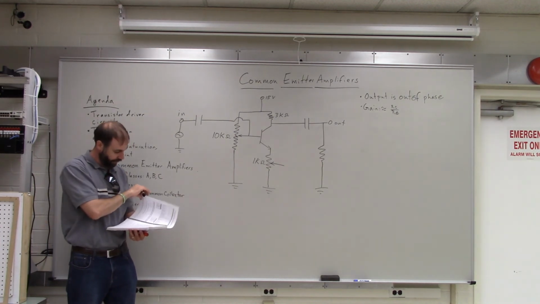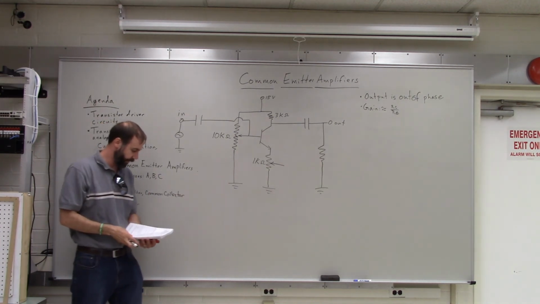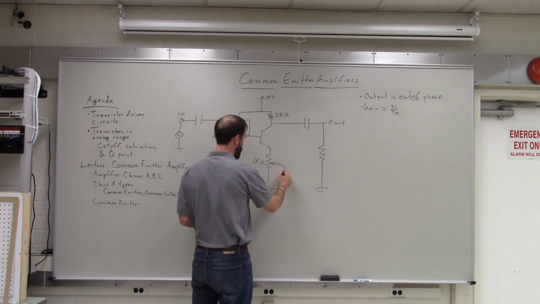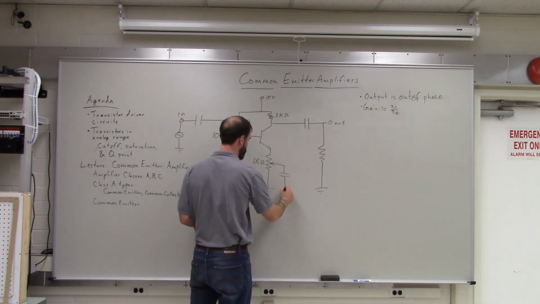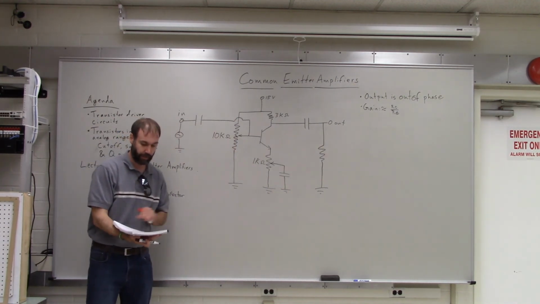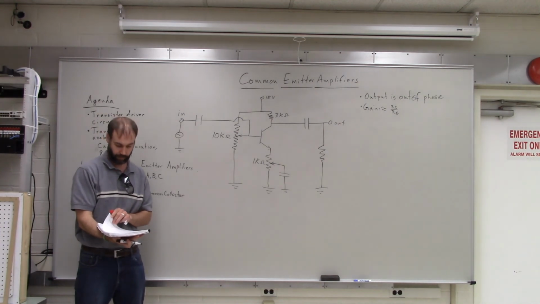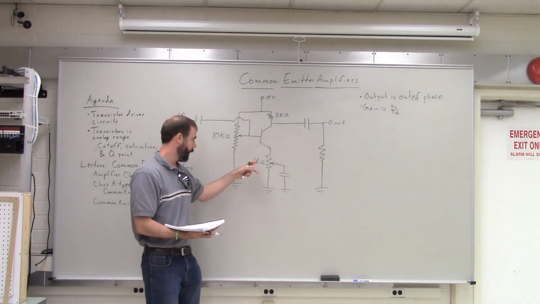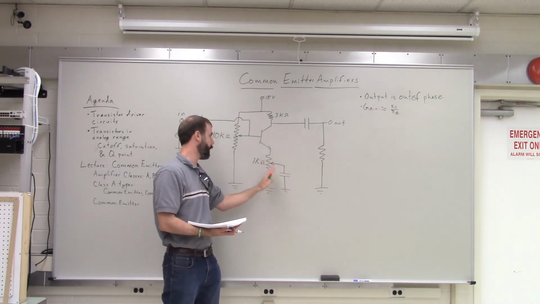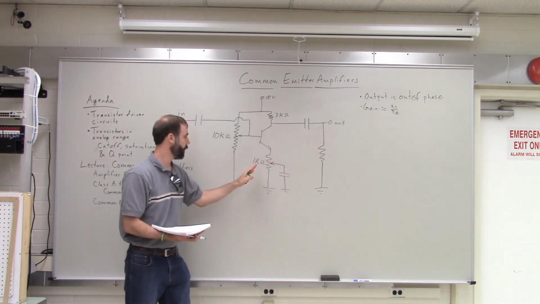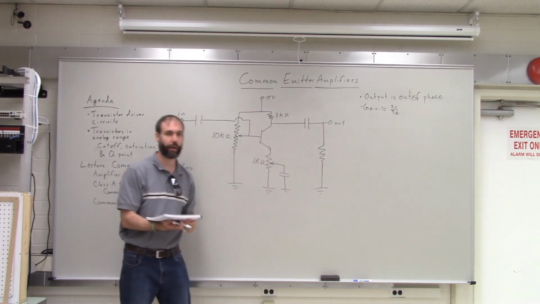Right. And then for the third part of the lab, you're just going to add a swamping capacitor down here. So should that make the gain higher or lower? Well, it's in parallel with this other resistor, so it's actually going to decrease the resistance. So the gain is going to end up higher.